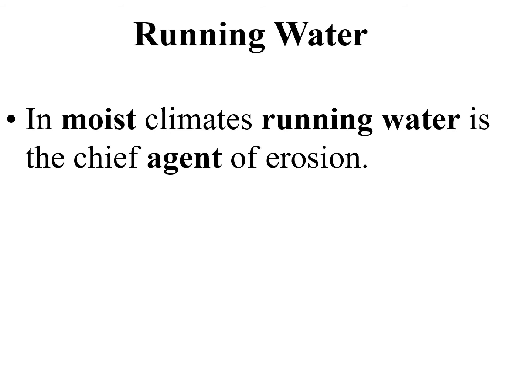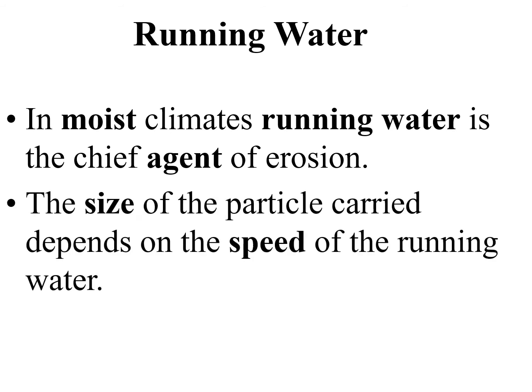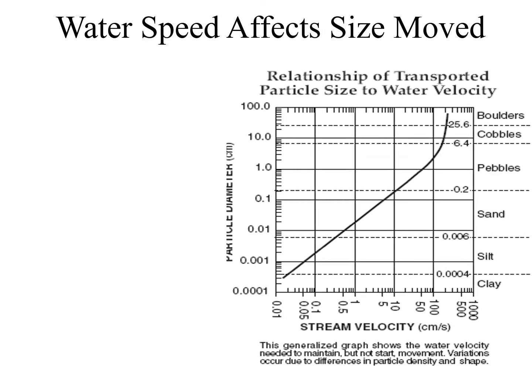In moist climates, running water is going to be the chief agent of erosion. The size of the particle carried depends on the speed of the running water. Faster water can carry large particles. Slow water cannot carry large particles at all. And if you look at this, it's on your reference tables.